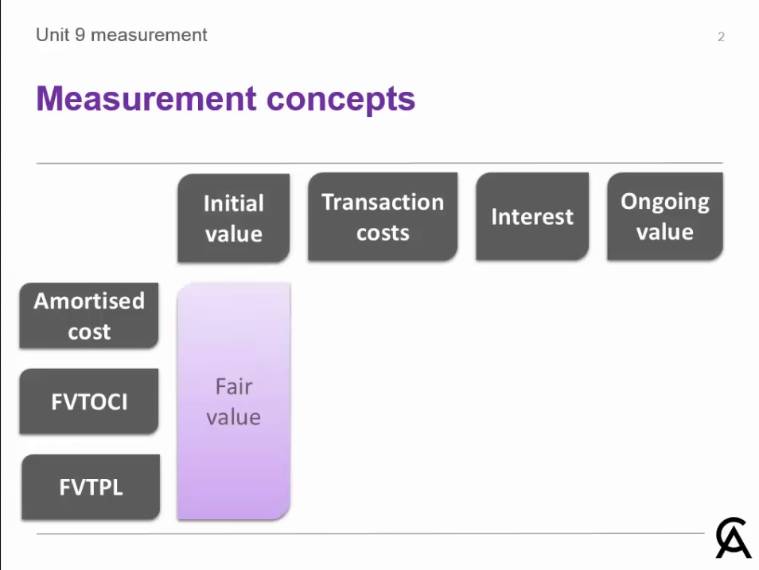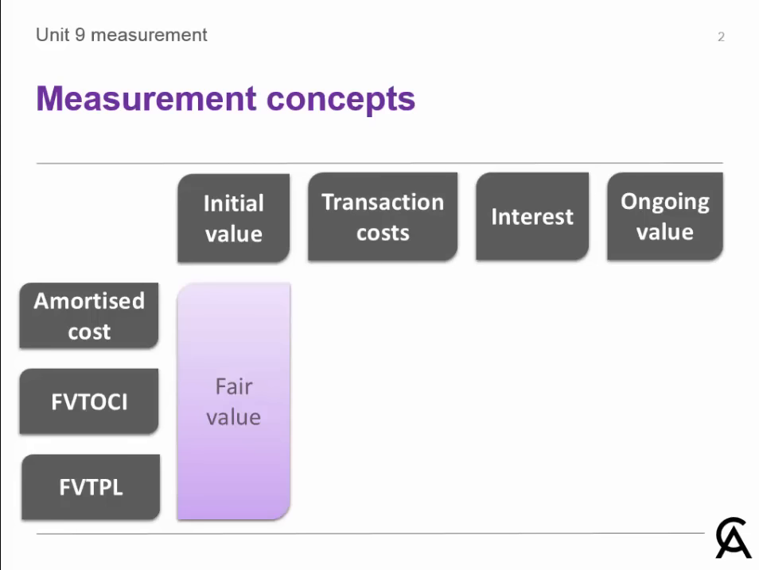Firstly, initial value. It's always fair value. You've already covered how fair value is determined in Unit 6. This will generally be the amount you paid for the financial asset, or the amount you received for the financial liability.